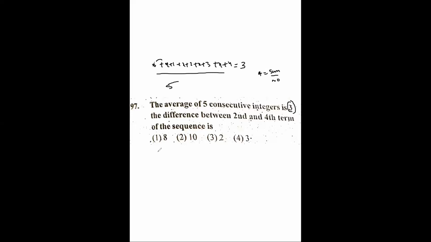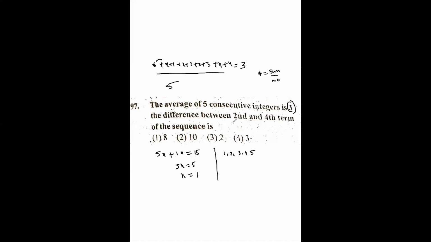So 5x plus, on adding the total, we get 10 is equal to 15. On simplifying, 5x is equal to 5, or x will be equal to 1. Now the value of x is equal to 1, so the numbers will be 1, 2, 3, 4, and 5. These are the 5 consecutive integers.